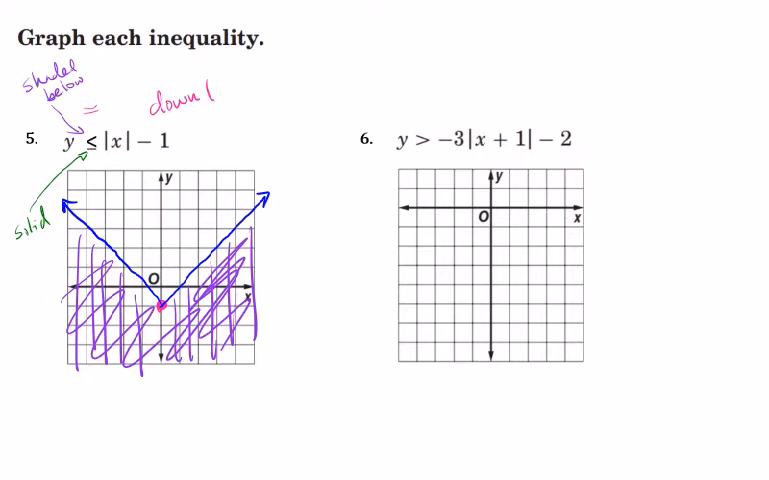So let's do the translations. I have -2, so that means down 2, right? Down 2, so we come to right here. And then inside here, we have +1. So that means left 1, right? So it's going to be right here. So that's where our V is going to start.